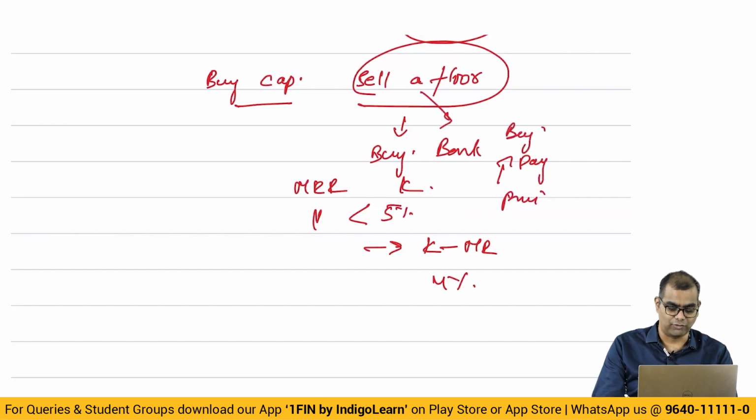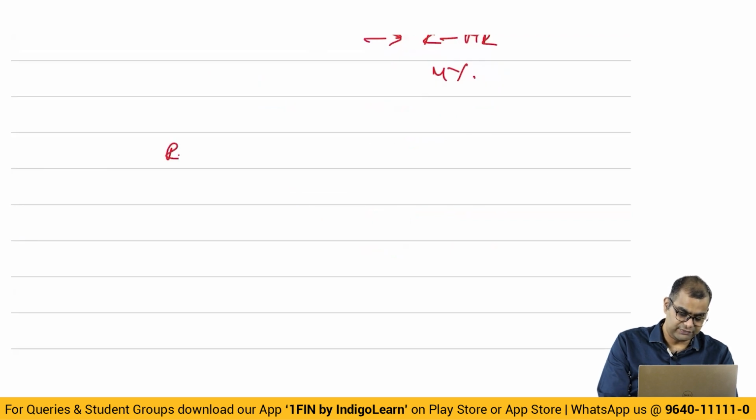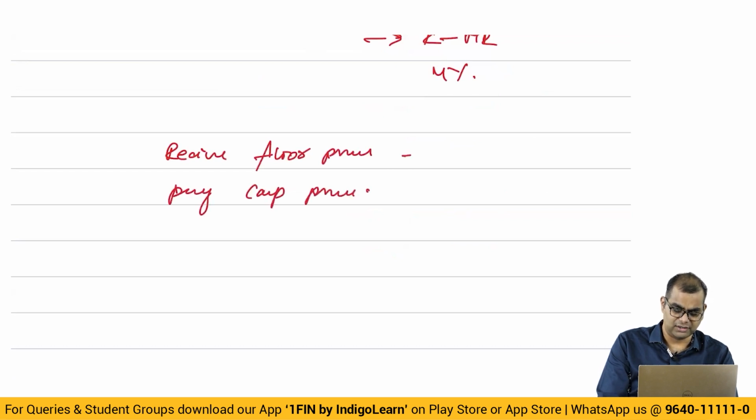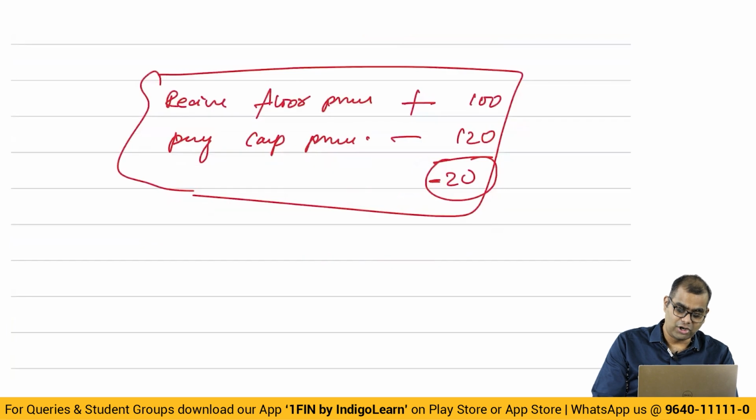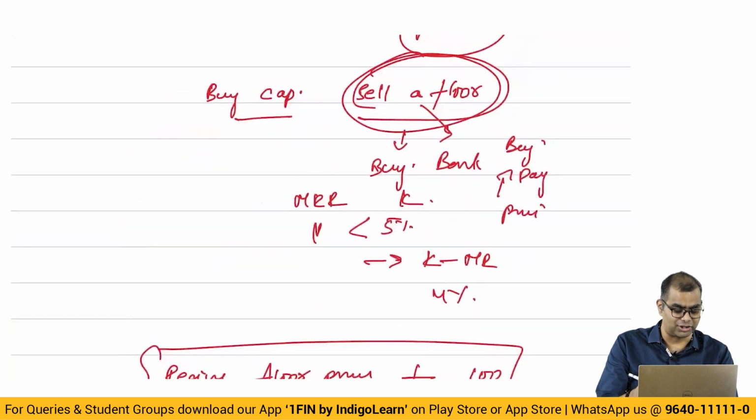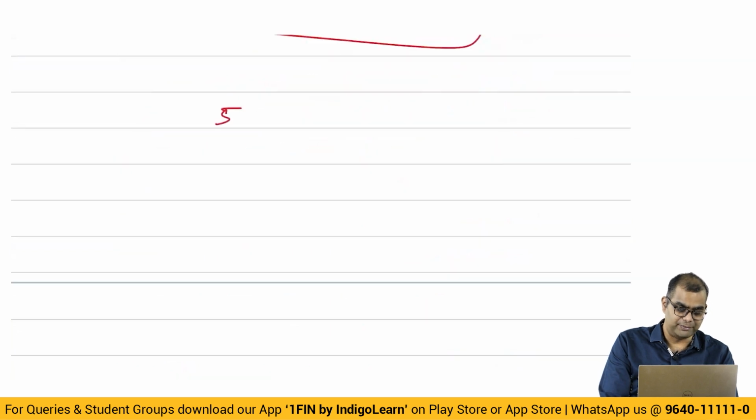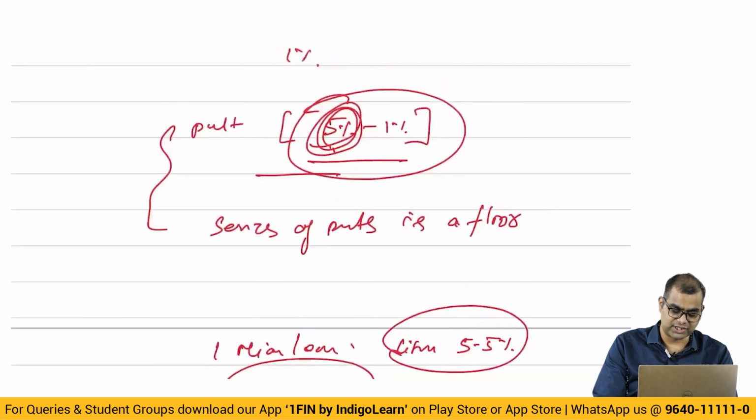When you sell a floor, you receive the floor premium and pay the cap premium; both will compensate each other to some extent. This probably will be 100, this will be 120, so your net cost is only 20. For argument's sake, minus 20 is the cost. But you have been compensated to a large extent. You have sold a put, or a floor. A floor is a series of puts. You will sell it at 5%, the floor's strike rate.